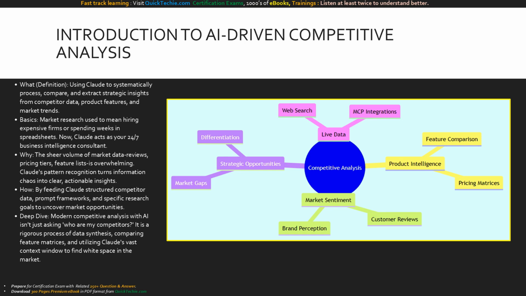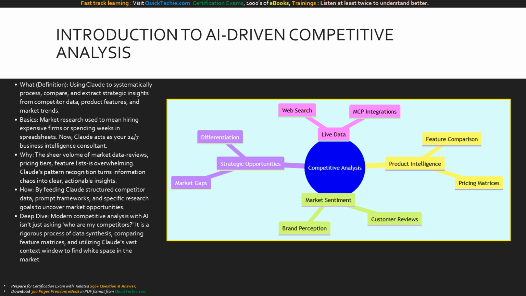Let's kick things off by defining what AI-driven competitive analysis truly is. In the past, comprehensive market research meant hiring expensive analyst firms or spending weeks drowning in spreadsheets. Today, Claude serves as your dedicated, 24/7 business intelligence consultant.